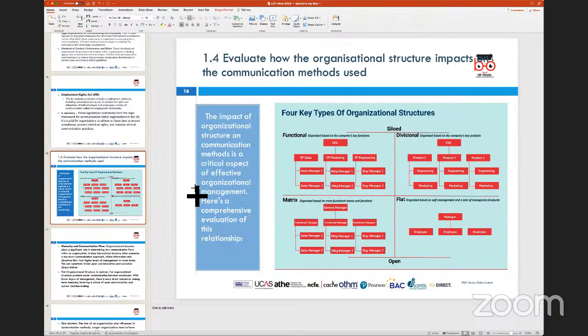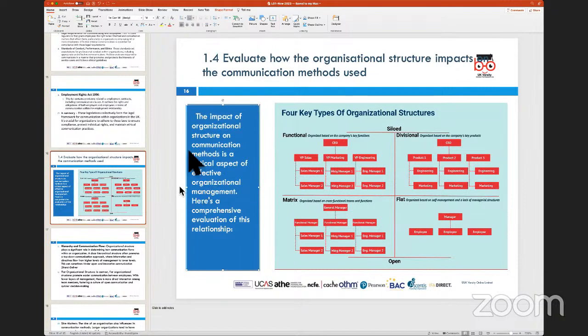Now, we go to the last assessment criteria of Learning Outcome 1, wherein it talks about organizational structures and the impact on communication methods. When we need to look at the impact of the organizational structure, first let's understand what are the various structures which are prevalent within organizations. There can be four broad types of structures: functional, divisional, matrix, and flat. Depending on the size and scale of the organization, you would see different structures within different organizations.